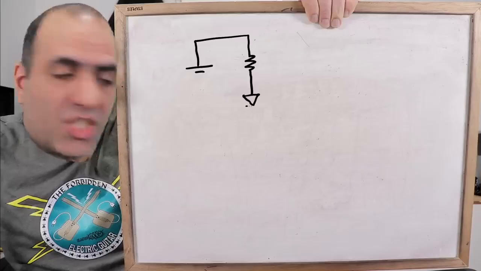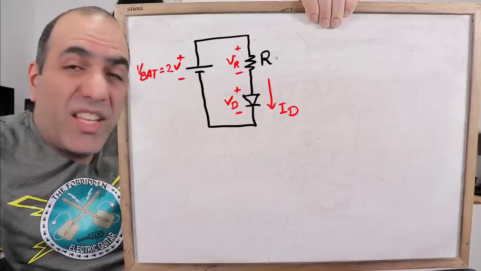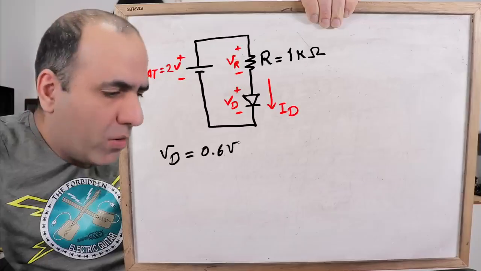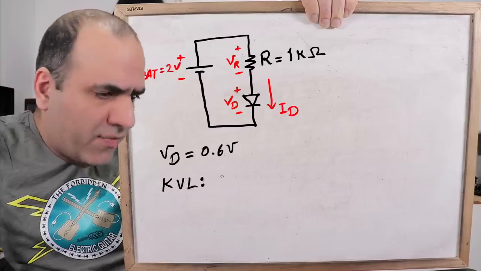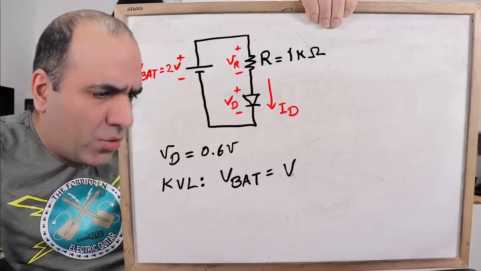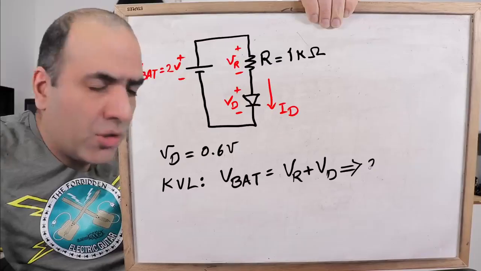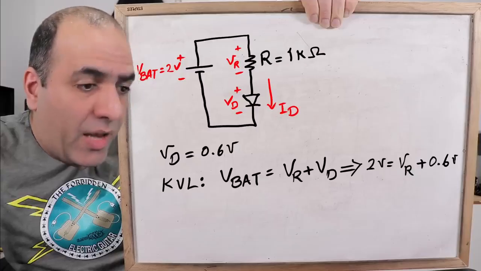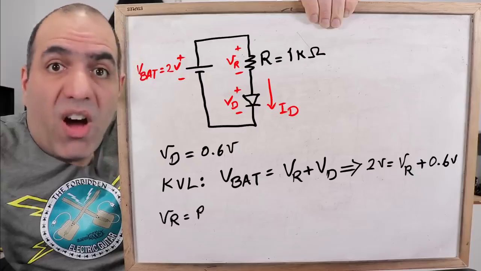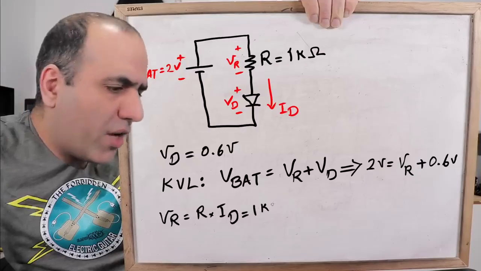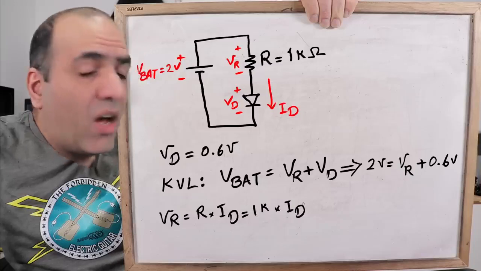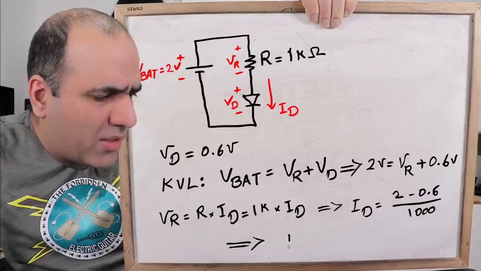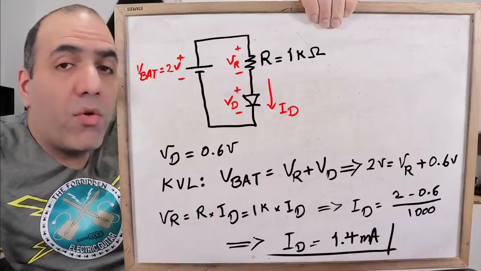Like if they give you this circuit and ask you to calculate the current, you can just assume the diode voltage is 0.6 volts, write a KVL as VBAT equals resistor voltage plus the diode voltage, or 2 volts is equal to VR plus 0.6, and VR is equal to R times I, or equal to 1K times I, so I is equal to (2 minus 0.6) divided by 1000, or almost 1.4 milliamps.